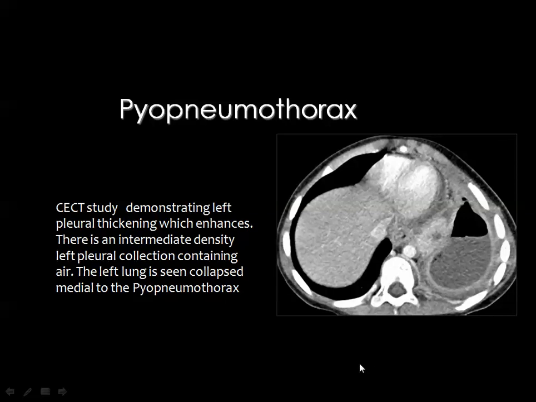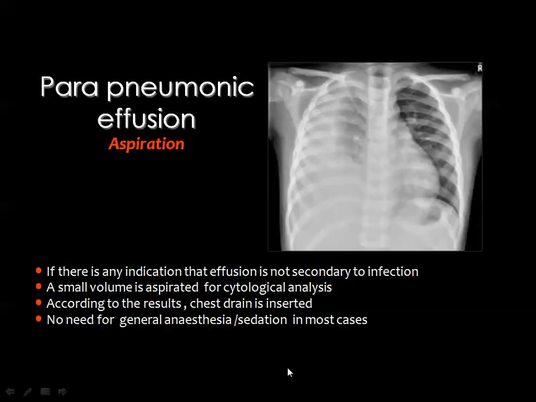And sometimes you get air within the infected pleural collection, and this is what we call the hydropneumothorax. And here you can see that the parietal pleura and the visceral pleura are thickened and enhanced, denoting that this is an empyema. The presence of air within the empyema is an indication of the development of hydropneumothorax.